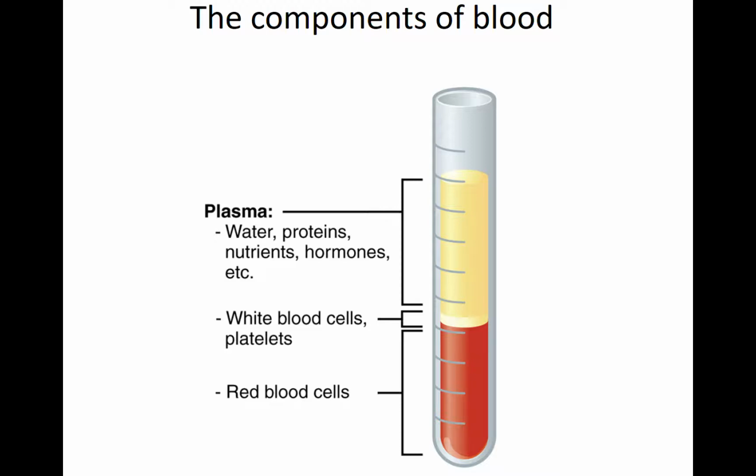In order to get the blood to separate in this way, you can take a test tube with blood inside it and send it through a centrifuge. That's a device that spins it extremely quickly. This separates out the more dense red blood cells, which sink to the bottom, and the less dense plasma, which rises to the top.